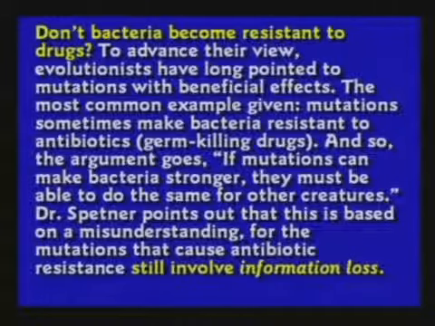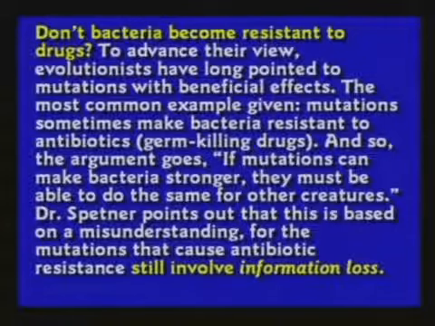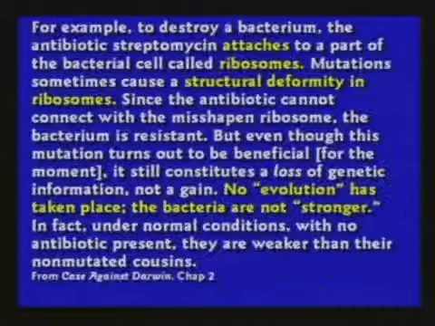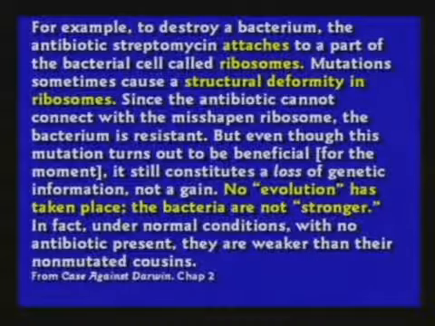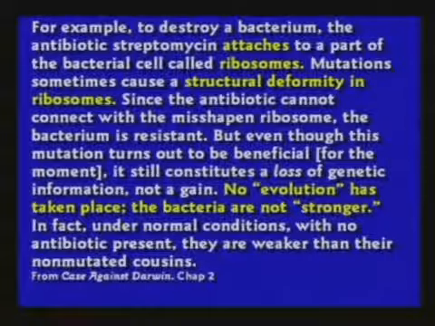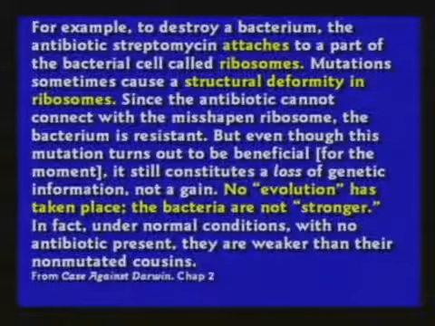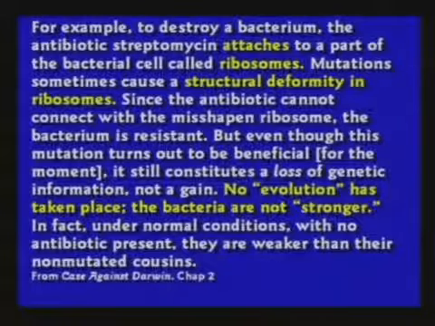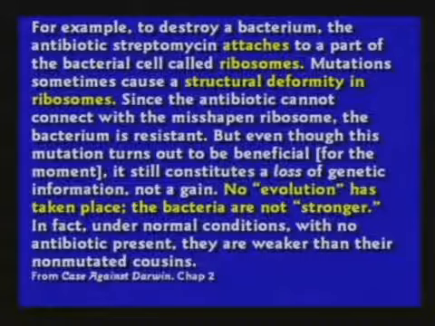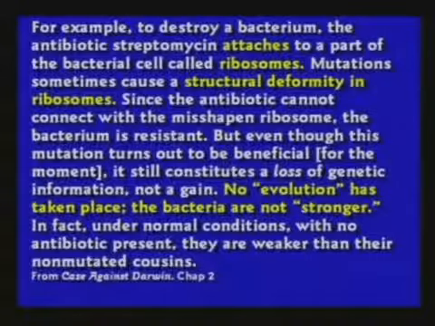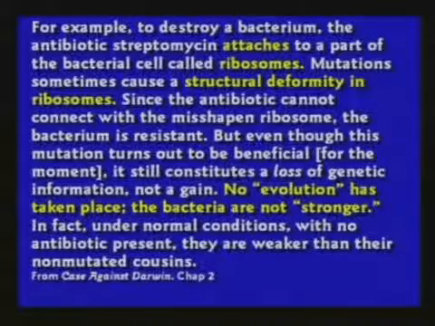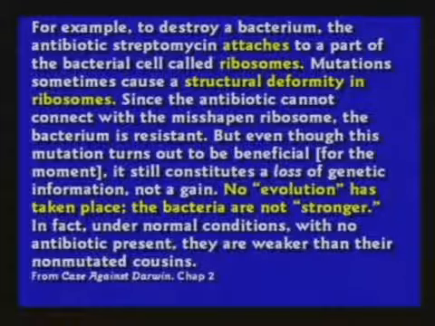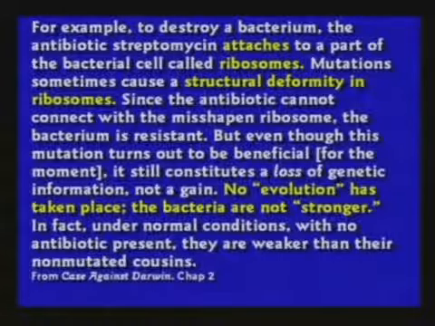Dr. Spetner points out this based on a misunderstanding. The mutations that cause antibiotic resistance still involve information loss. For example, to destroy bacterium, the antibiotic streptomycin attaches to a part of the bacterial cell called ribosomes. Mutations sometimes cause a structural deformity in ribosomes. Since the antibiotic cannot connect with the misshapen ribosome, the bacterium is resistant. But even though the mutant turns out to be beneficial for the moment, the mutation still constitutes a loss of genetic information, not a gain. No evolution has taken place. The bacteria are not stronger. In fact, under normal conditions with no antibiotic present, they are weaker than their non-mutated cousins.